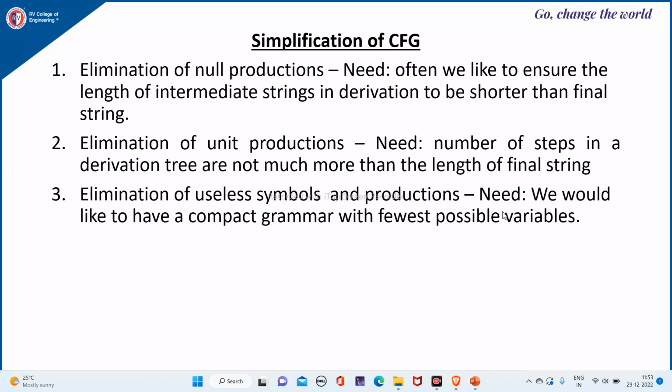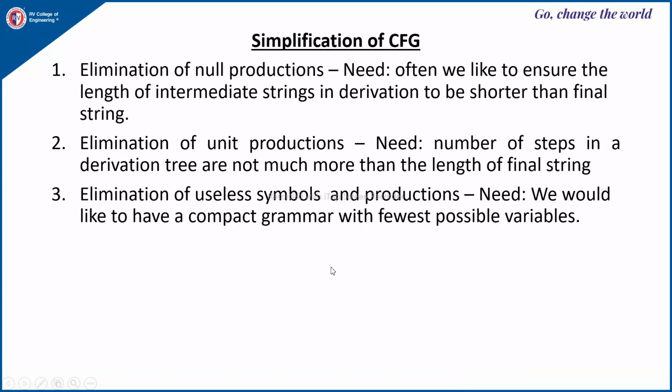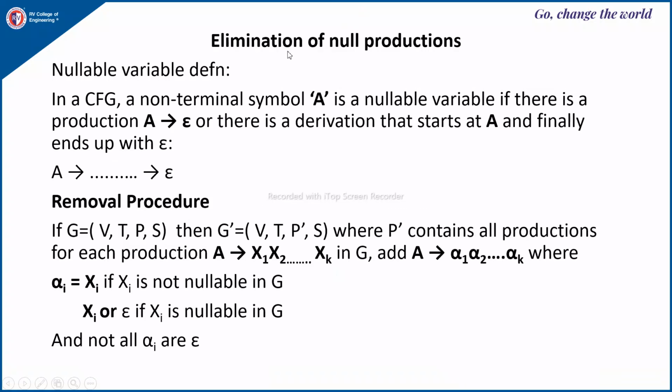The need is that we would like to have a compact grammar with fewest possible variables. Unnecessary variables we can remove by using the elimination of useless symbols and productions. So we'll see them one by one. First is the elimination of null productions.